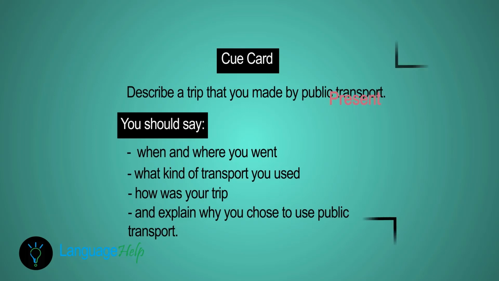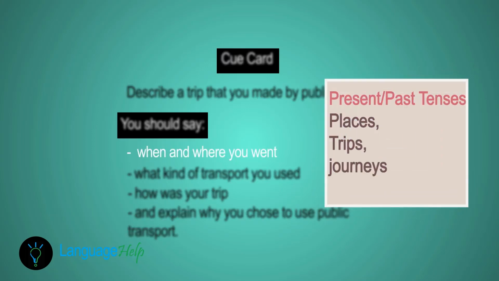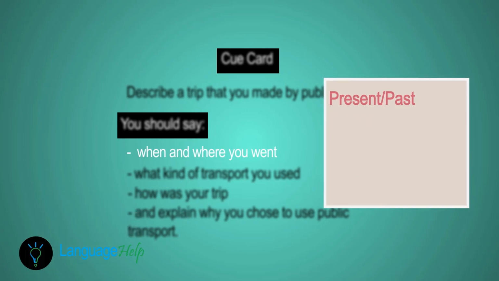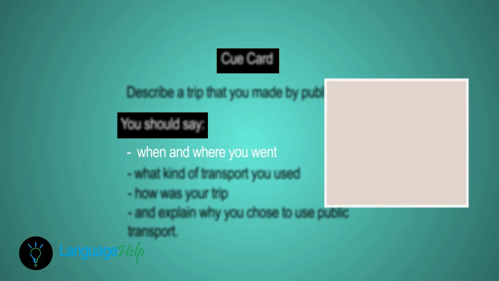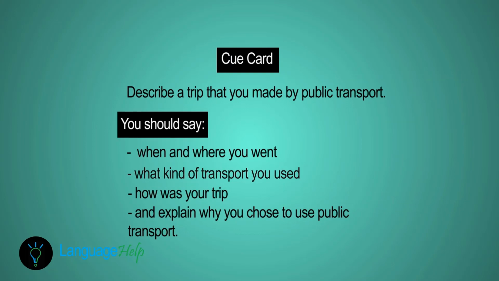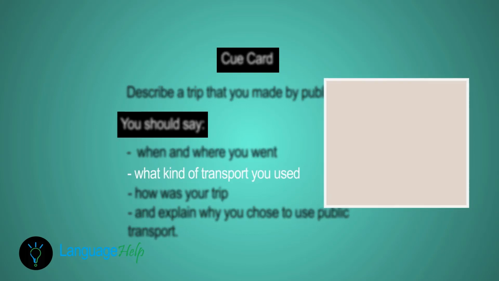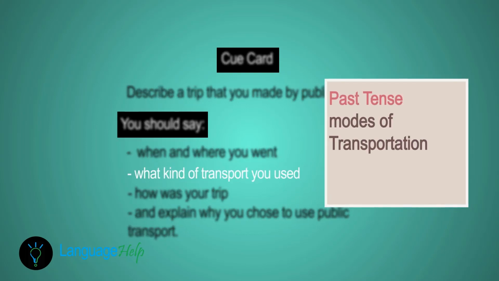The first cue is when and where you went. Well, the tense of the cue is in the past. Similarly, our answer will be in the past. But we'll also need the present tense to talk about our occupation. Think of vocabulary related to places, trips, journeys. For our example answer, we chose to talk about a conference we participated in on behalf of some company 2 years ago.